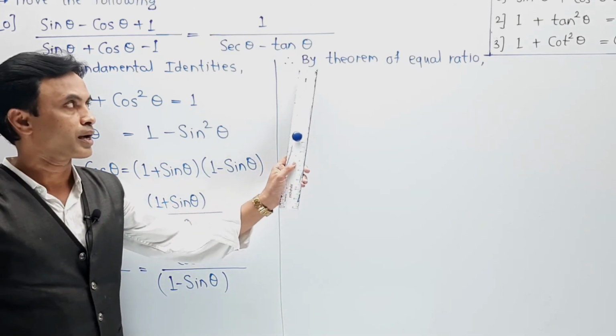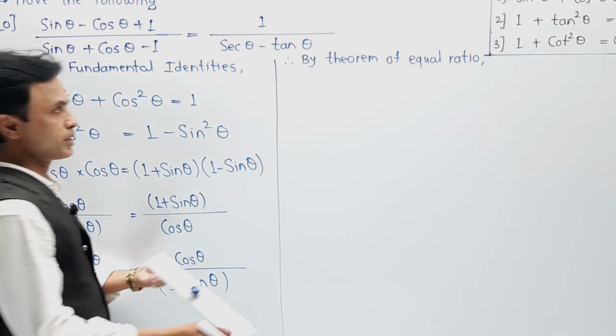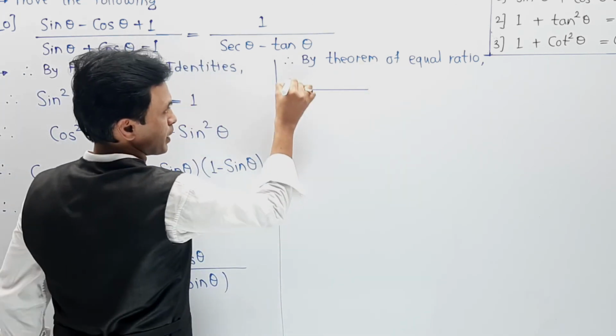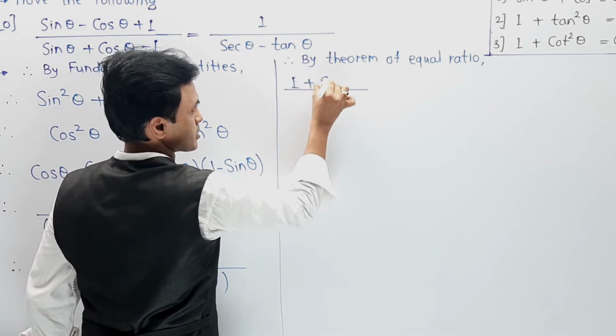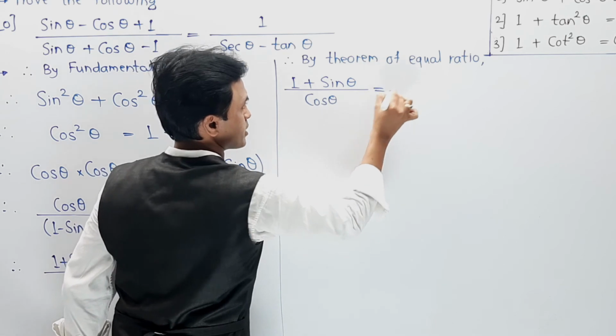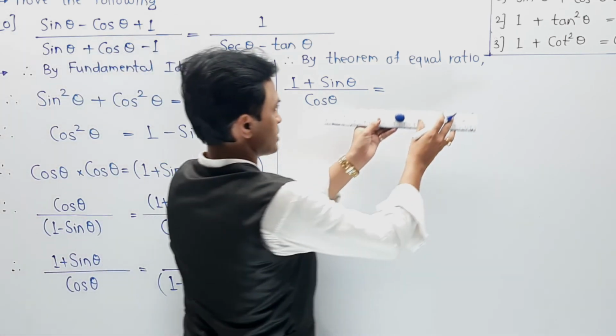Therefore, we are using the theorem of equal ratio. We are going to write both the parts over here. That is (1 plus sine theta) upon cos theta. So the value is (1 plus sine theta) upon cos theta is equal to cos theta upon (1 minus sine theta).